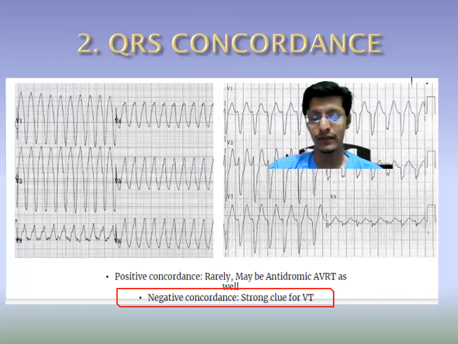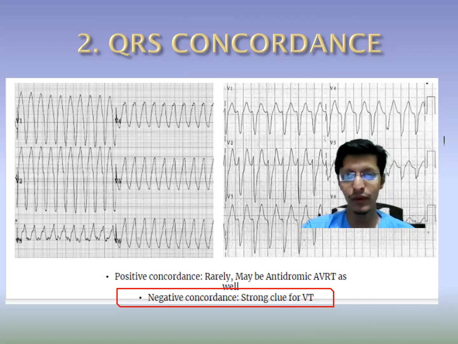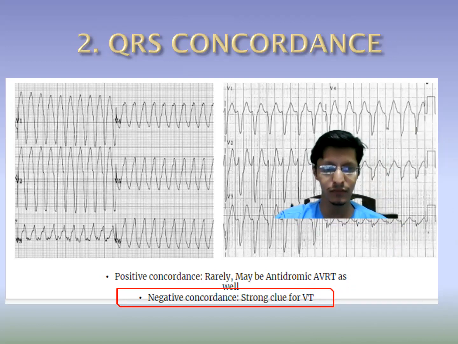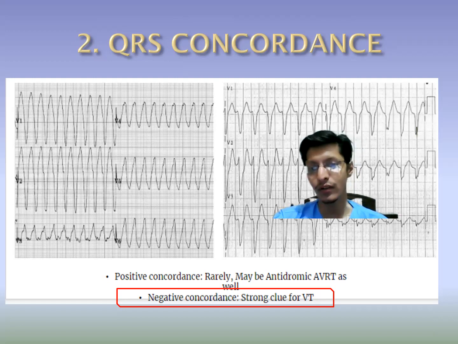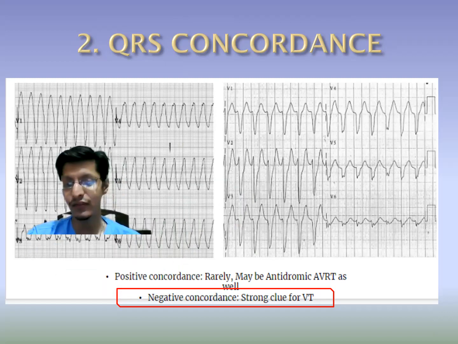Fine. So next, what is concordance and what is discordance? Concordance means that all the QRS are in the same direction. Now let's look at this first image on the right side. All the QRS are positive, positive QRS, positive, positive. So all the QRS are broad and they are positive. So a positive concordance is a typical feature of what? Of ventricular tachycardia.